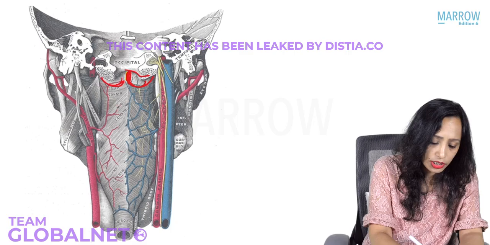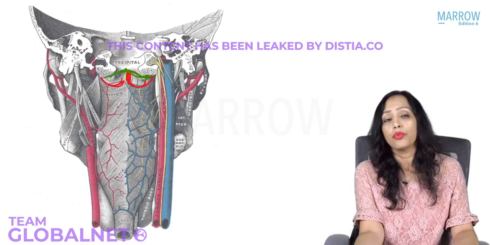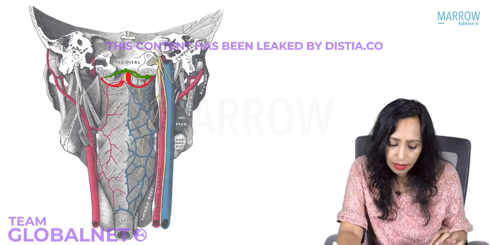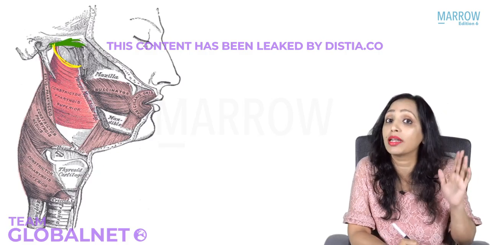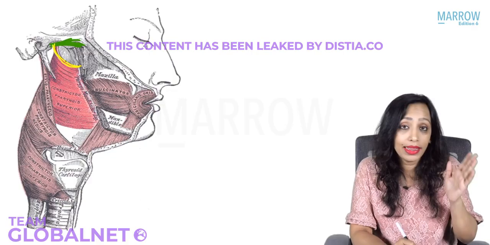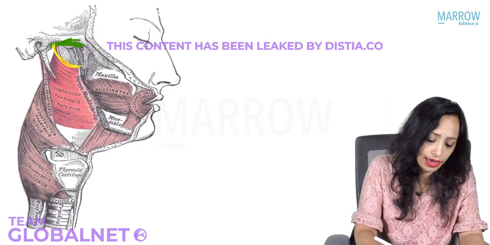This here is the level of the base of skull. It is not attached to the base of skull, which means that in between the base of skull and the upper border of superior constrictor there is a gap. And this gap is what is known as the sinus of Morgagni.